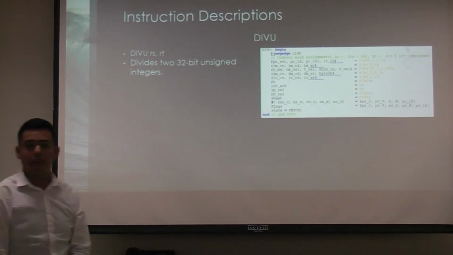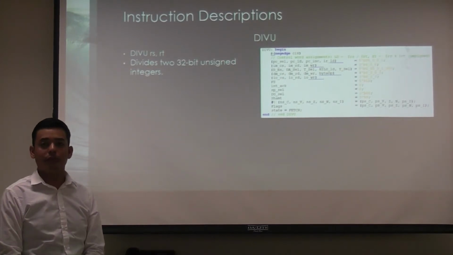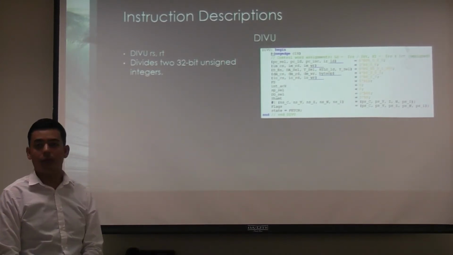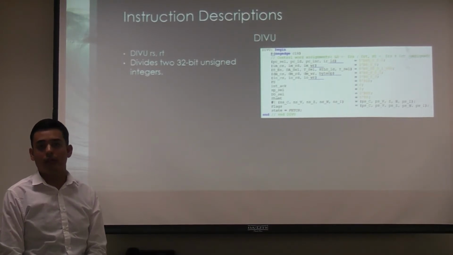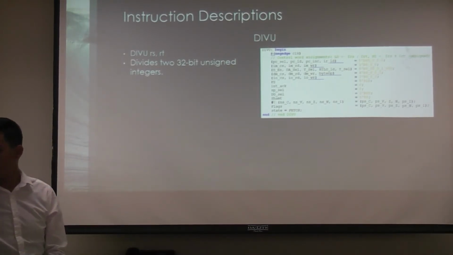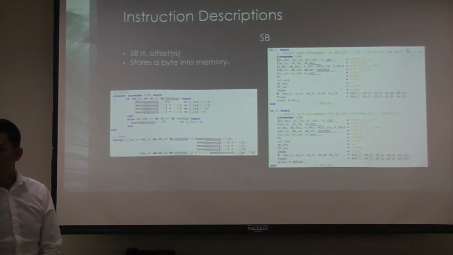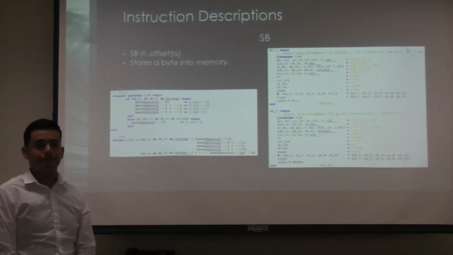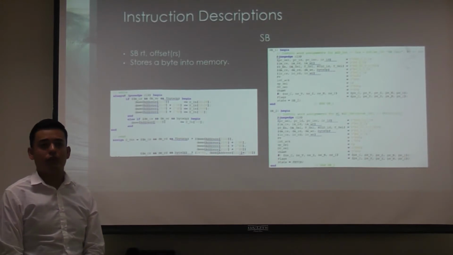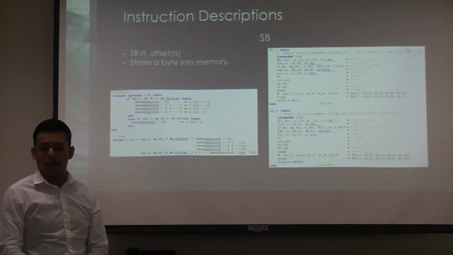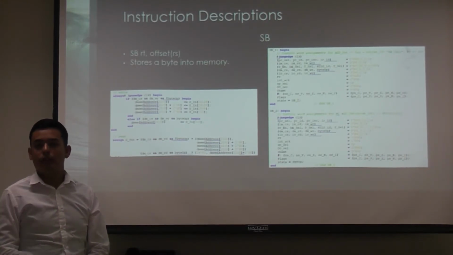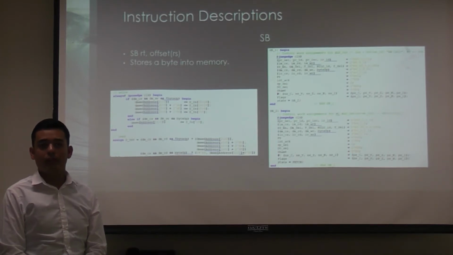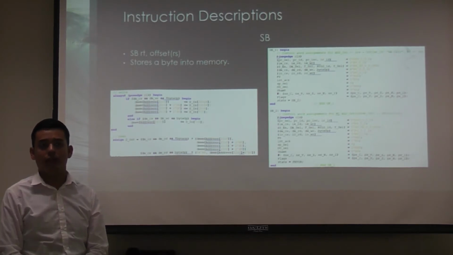Next we have divide unsigned, and it works similar to the previous one, where it works almost exactly as a regular divide. The only difference is that it will be positive, it's unsigned. Next we have our store byte. Store byte is used to save into the data memory the least significant byte of a register into any location that you want in the memory.